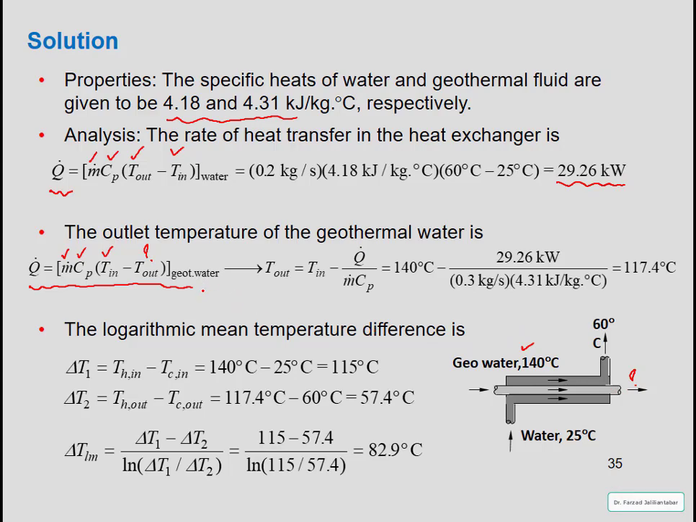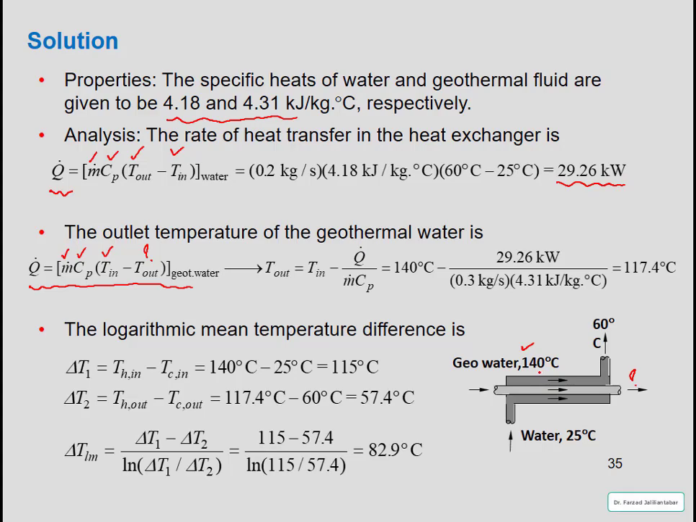we can assume that all of the heat actually received by the cold water, which has increased its temperature from 25 degrees Celsius to 60 degrees Celsius in the exchanger, comes from this geothermal water, and we don't have any thermal or heat loss in the heat exchanger.